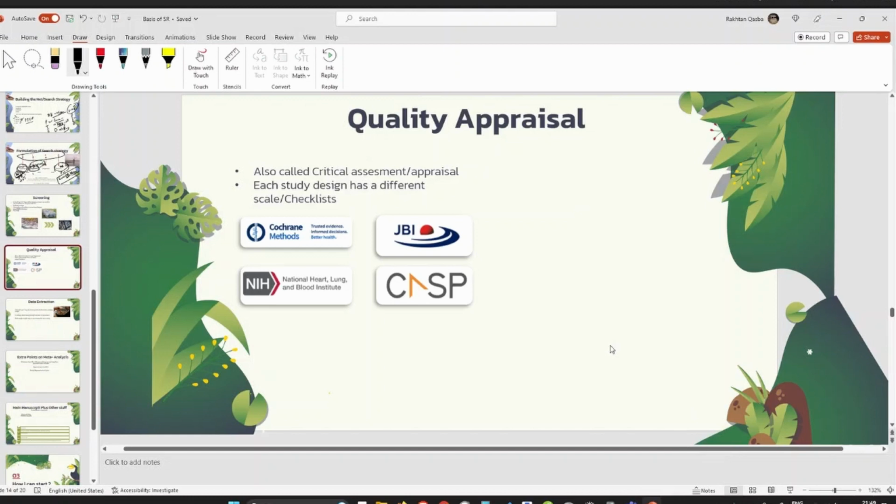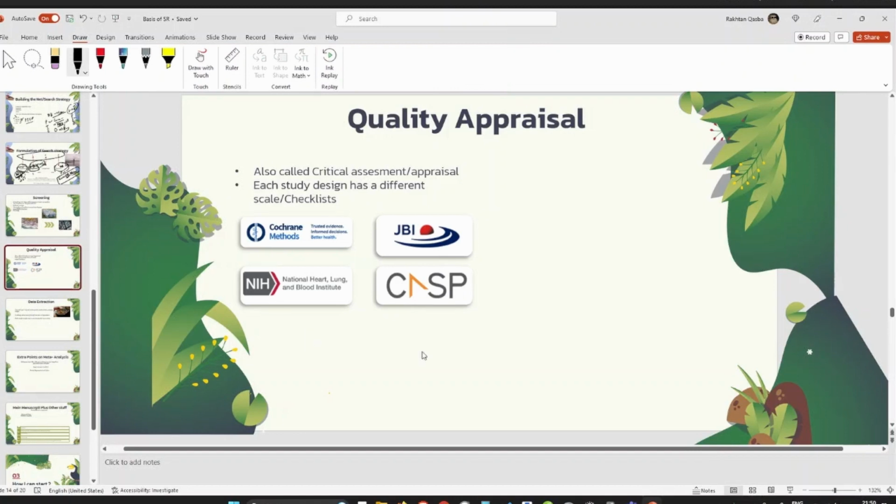So if a randomized control trial is doing A, B, C, D, they will say this is a good randomized control trial. If a case report is collecting birth rate, treatment options, and adverse effects, we will see yes, it's doing this, doing that. They have given us a checklist. For example, JBI values, the CASP checklists, checklists from NIH, and checklists from the Cochrane database.